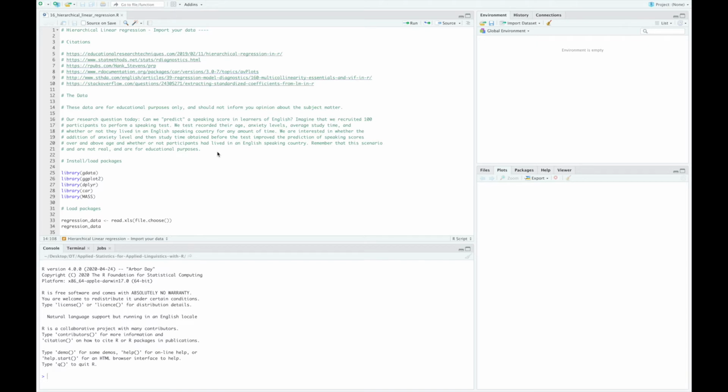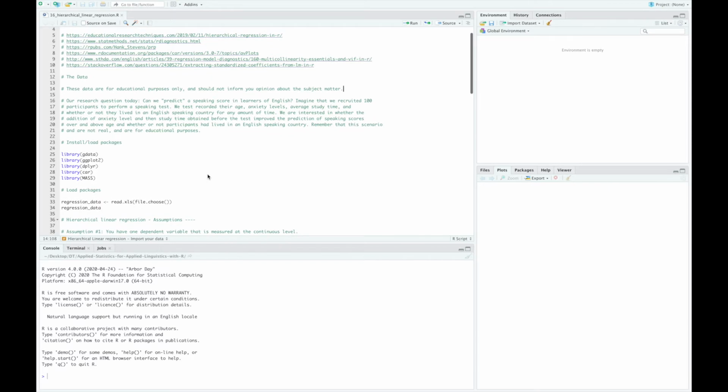We are interested in whether the addition of anxiety level before the test and then study time improved the prediction of speaking scores over and above age and whether or not participants had lived in an English-speaking country. So these two are our covariates: age, and whether or not they lived in an English-speaking country. Remember that this scenario and these data are not real, and they're only for educational purposes.